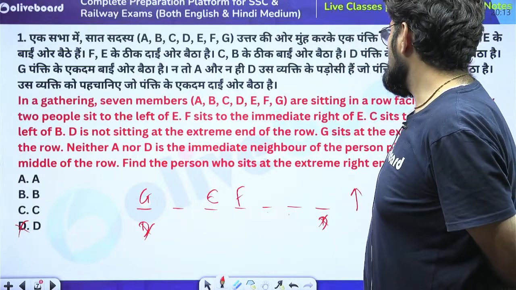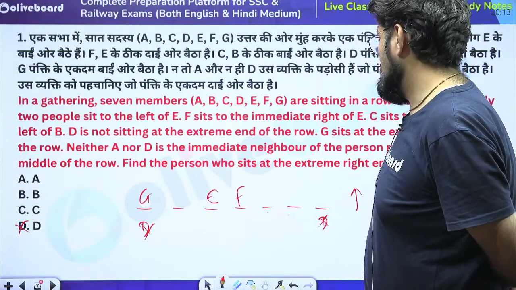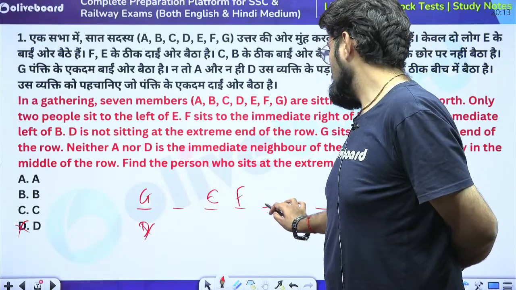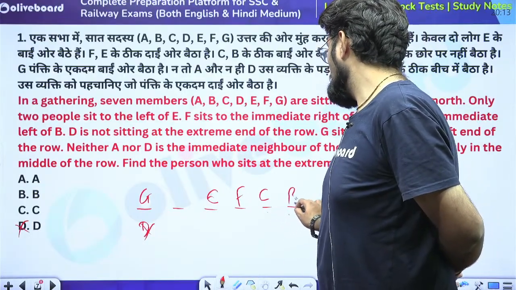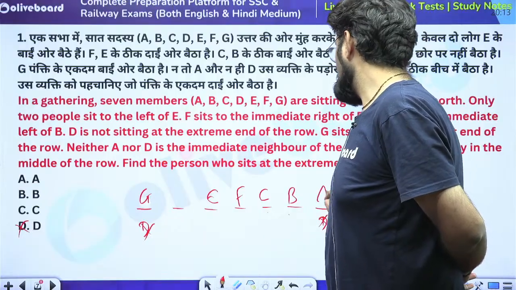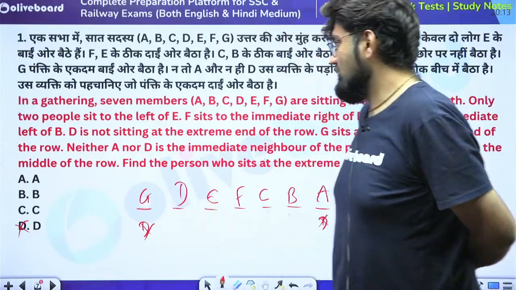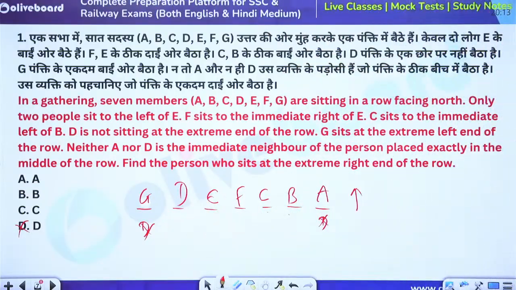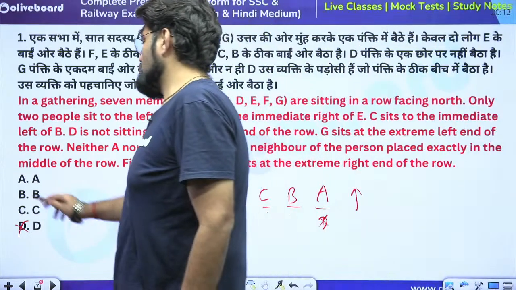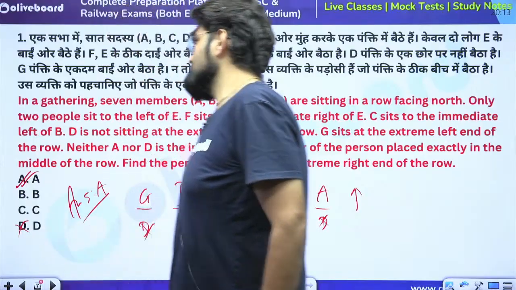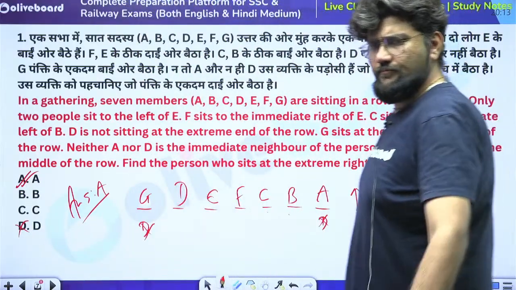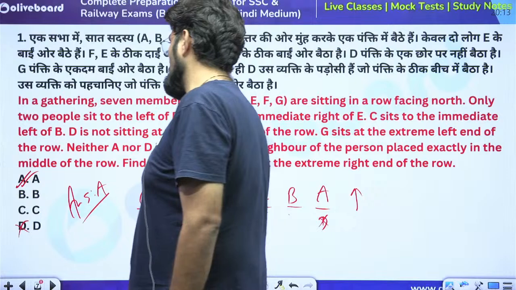Neither A nor D is the immediate neighbor of the person placed exactly in the middle. So F is exactly in the middle, so A is not here, D is not here. So C was to the left of B, so this is the only possibility. Now A will have to sit here and D will have to sit here. This is my arrangement. So find the person who sits at the extreme right end of the row. It's A. Option A is the correct answer. Cool? Easy? Very good. Next.